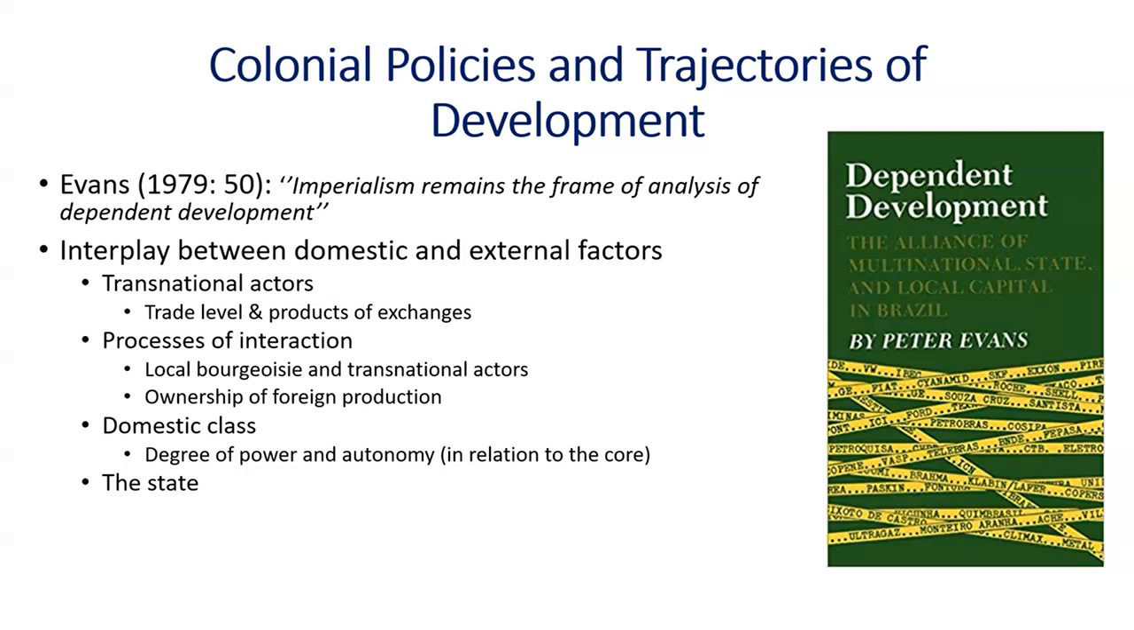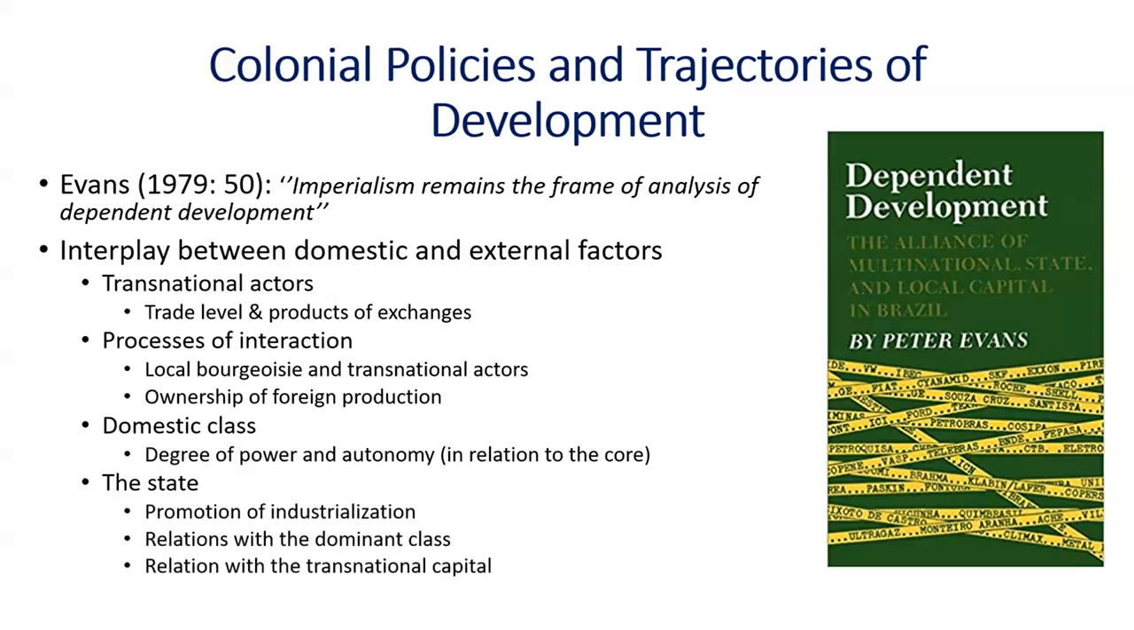And then you need to understand the degree of power and autonomy of the domestic class in relation to the core, and to what extent they have some authority to ask for transfer of technology, getting access to it on their own terms, in order to allocate resources and to allocate labor as well. And then the state: to what extent is the state autonomous enough to promote an industrialization strategy and to have some sort of relationship with the dominant class.